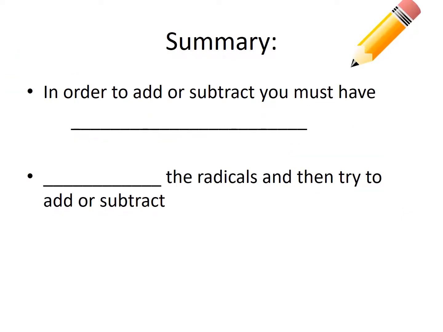So make sure to get this summary in your notes. We have two main points for today's lesson. In order to add or subtract, you must have like radicals. So make sure you get that first point in your notes, and then also we must simplify the radicals and then try to add or subtract. Some may already be simplified as much as they can be, and other times we'll have to simplify first and then combine like radicals.